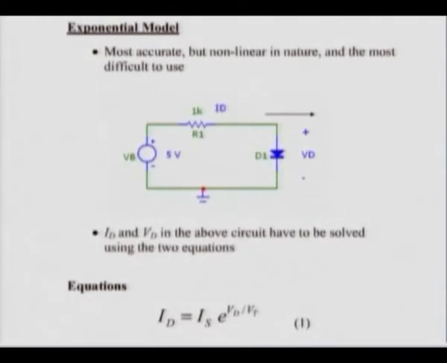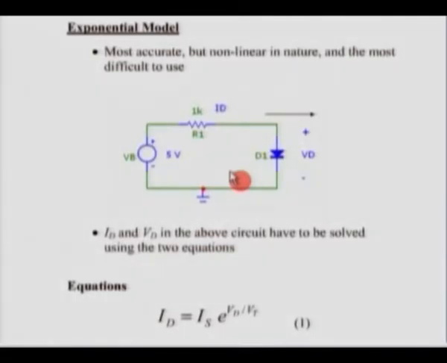We have one model called the exponential model, which is a very accurate model and essentially uses the diode equation. There are applications where you might like to determine the diode current very accurately. For example, one such circuit is shown here. If you connect a power supply, a series resistor, and a diode, how do I find ID and VD? Unfortunately, we can write only one equation here, and there are two unknowns. ID and VD are both unknowns.